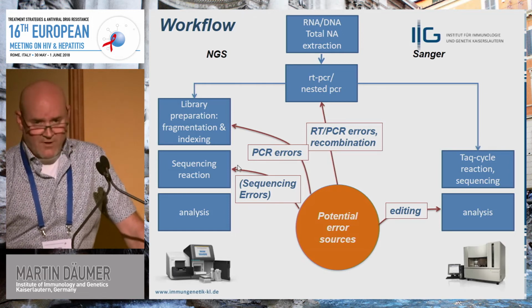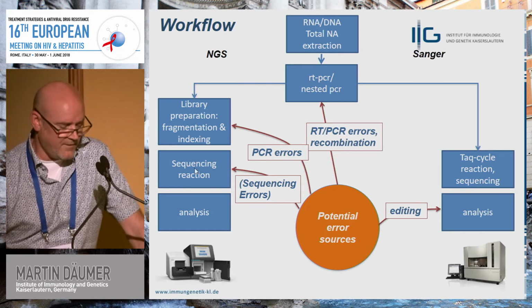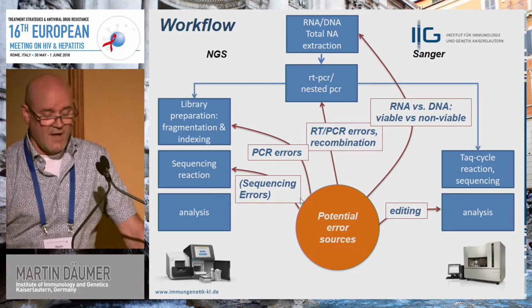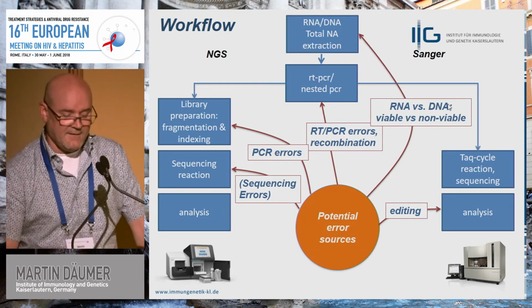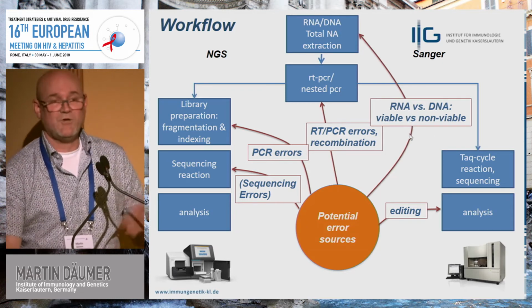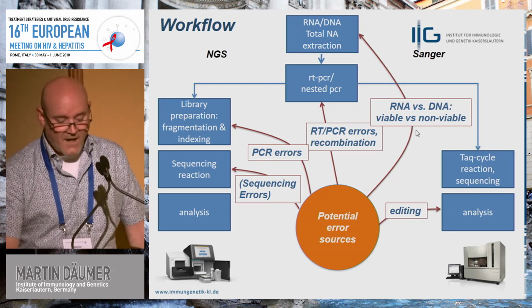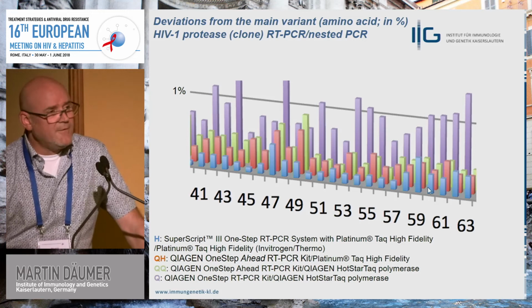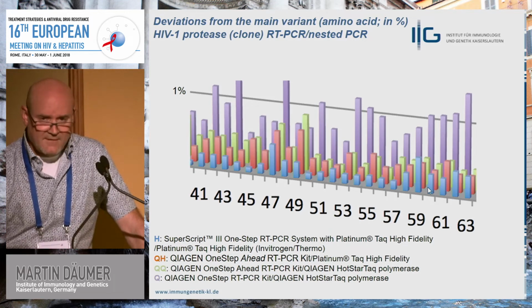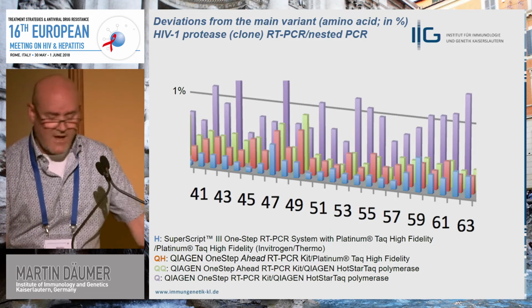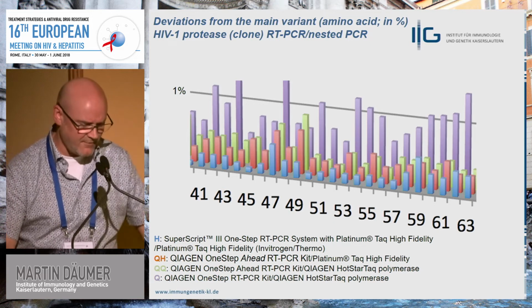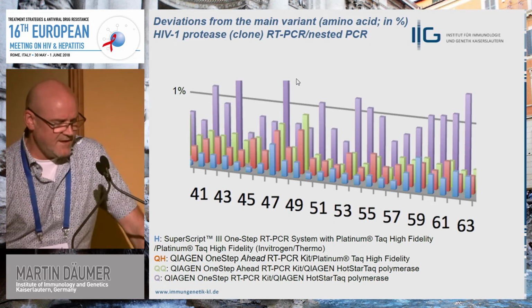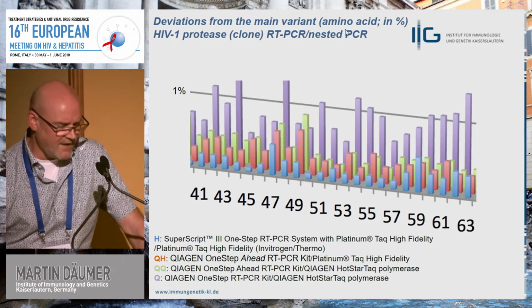Sequencing errors are relatively low with the MiSeq itself, but also comparing RNA and DNA viral templates, which means APOBEC3G mutations. And also the polymerase and RT enzymes you use do have an impact on the quality of the data, in which you see here the deviations from the main variant.